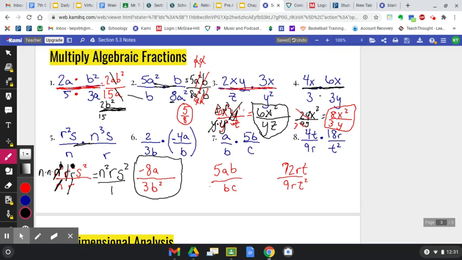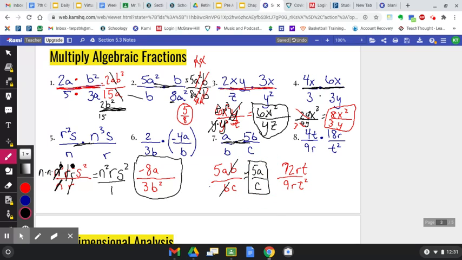Number 7, we had 5 a and b on top, and then b and c on bottom, right? So really I just did that, and I reorganized it so that my coefficient was out in front. So now there's a b on top and a b on bottom. So I'm left with 5a over c.